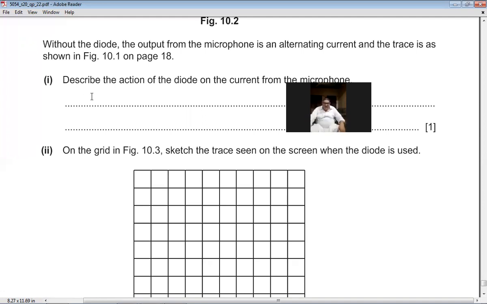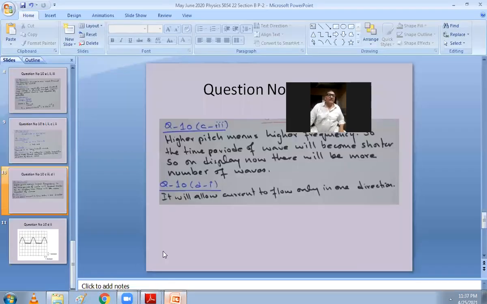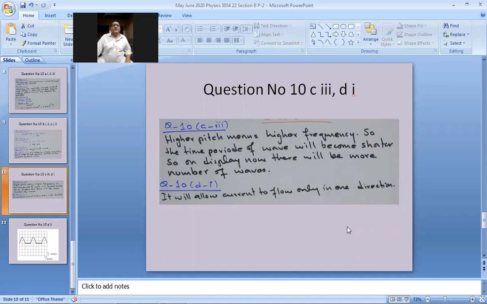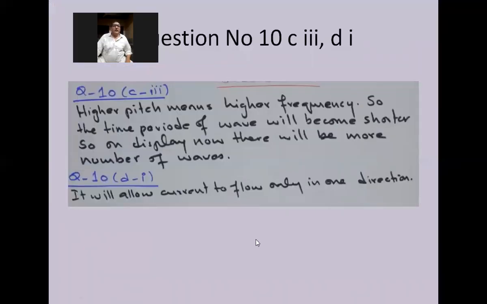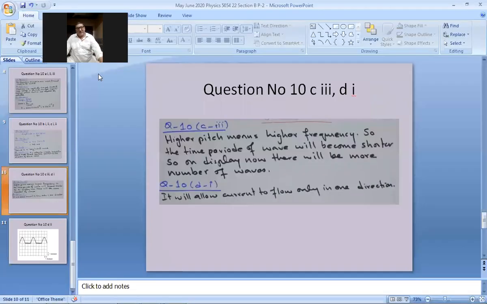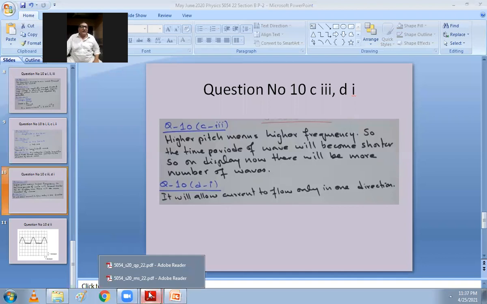So I will read this answer, and then we will see. Okay, so here we have that answer. It will allow current to flow only in one direction. So let's check what the marking scheme says.